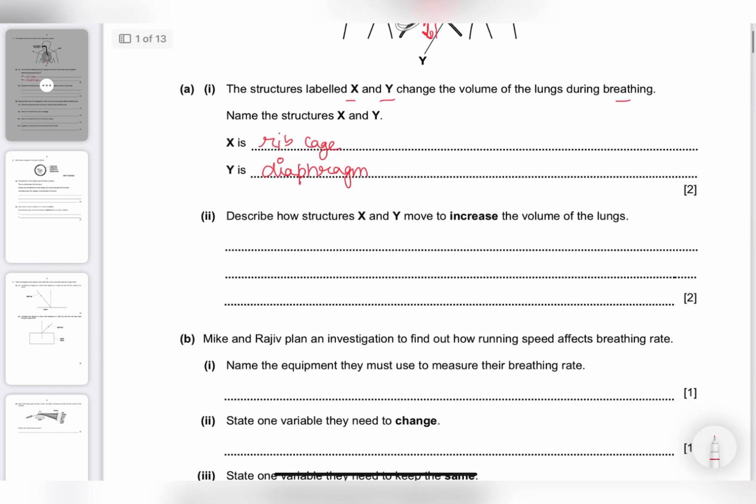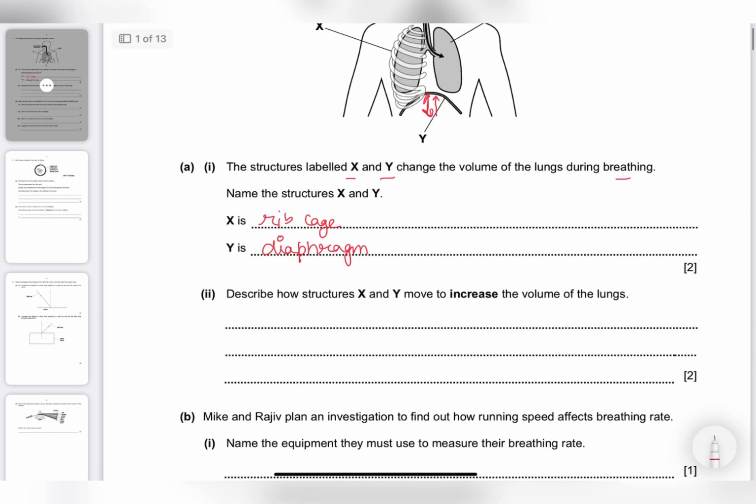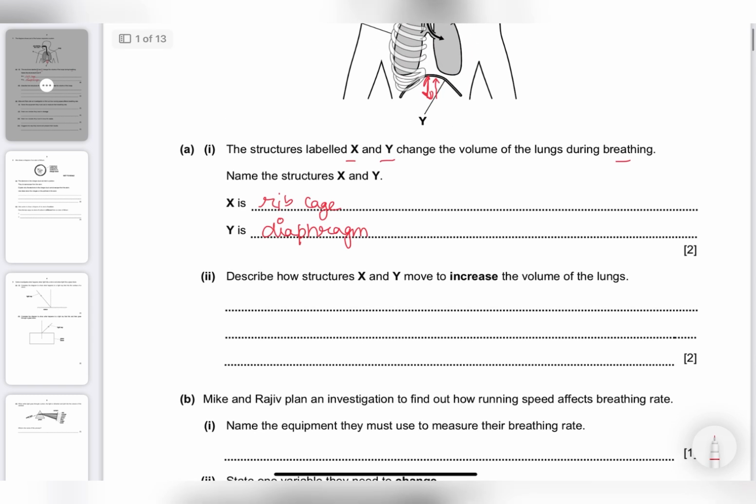Describe how structure X and Y move to increase the volume of lungs. Let's talk about rib cage. Keep your hands on your chest. Rib cage moves up and moves out. So X, that is rib cage, moves up and out.